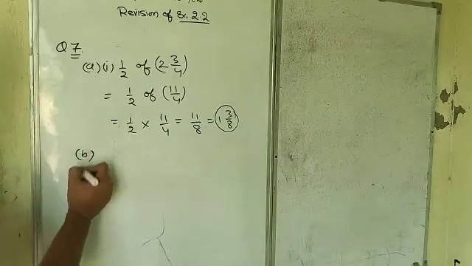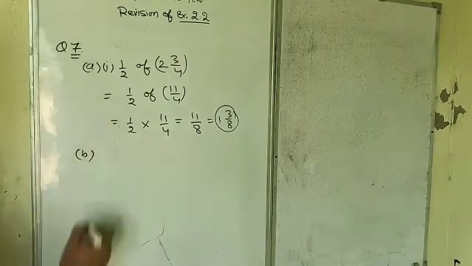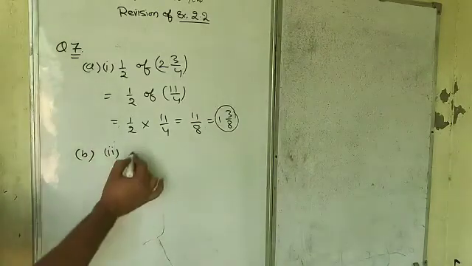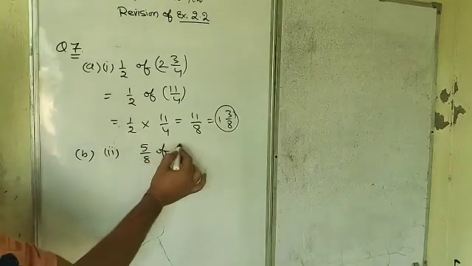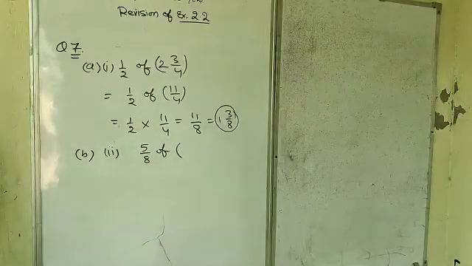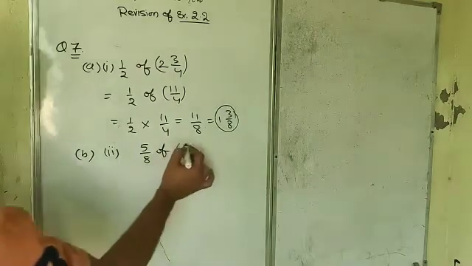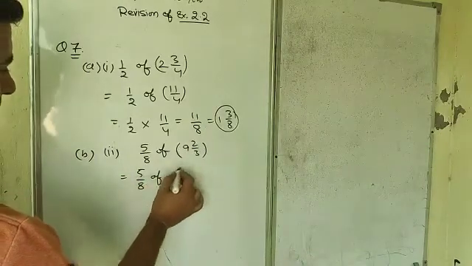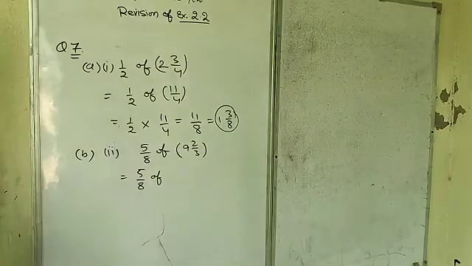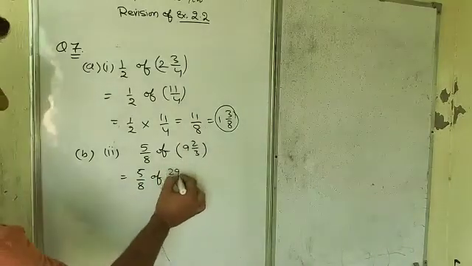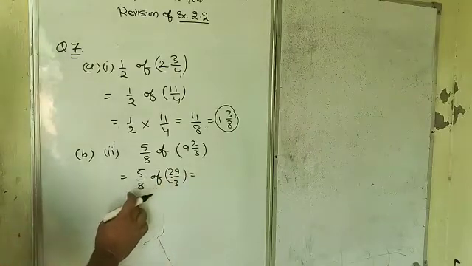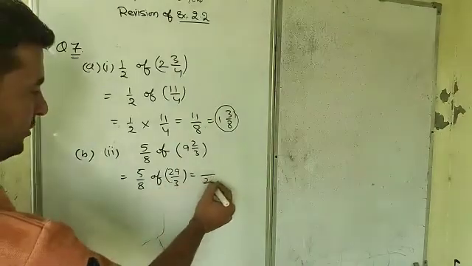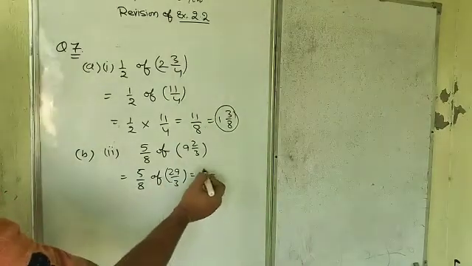Next, we do part number B, the second part. Here 5 by 8 of 9 is to 2 by 3. 5 by 8 of 9 threes are 27, into 29 by 3. So numerator with numerator, denominator with denominator, because they are not minimizing each other. So 8 threes are 24. 29 fives are 145.